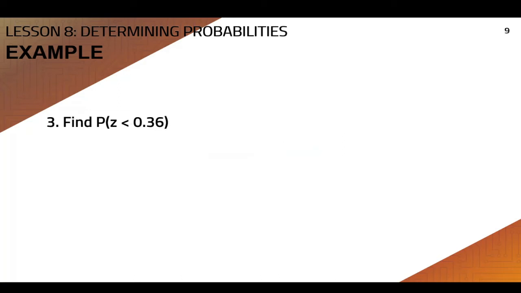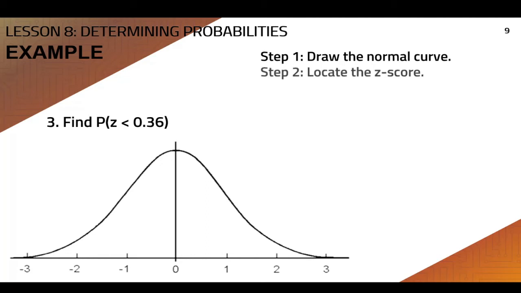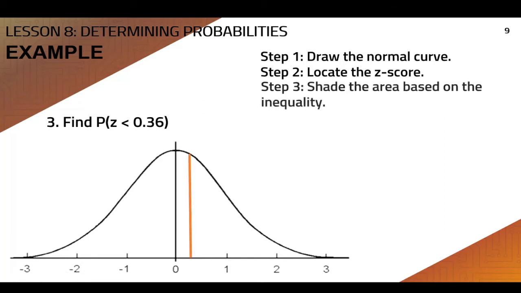Let's find the probability that z is less than 0.36. Okay. So again, first step, we draw the normal curve. Here we go. Next step, let us locate 0.36. And 0.36 is somewhere between 0 and positive 1. So, dito yon. Next, draw tayo ng line. Ayan. Then, shade the area based on the inequality. Ang inequality natin ay less than. Therefore, saan dapat ang direction ng shade? To the left. Ayan.